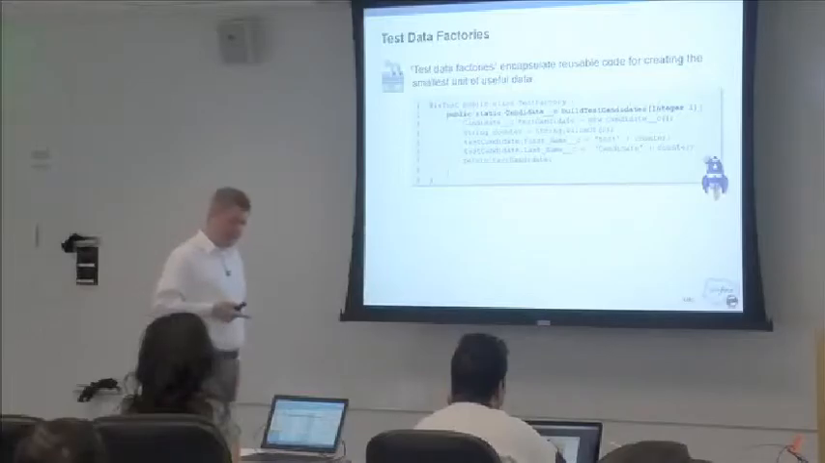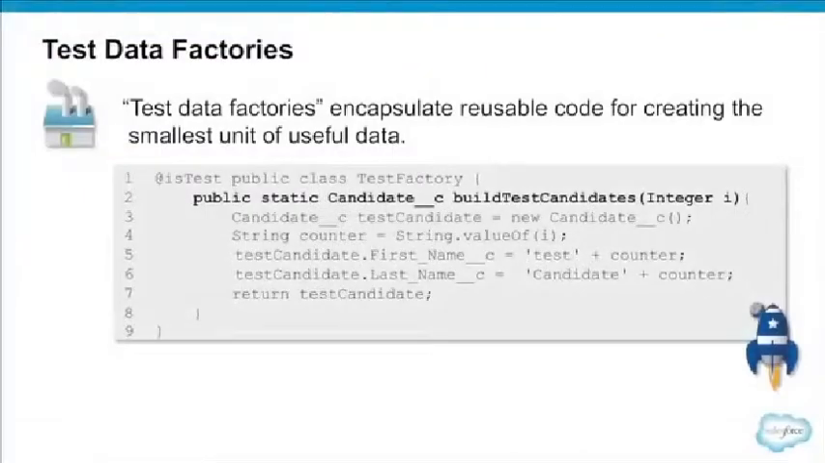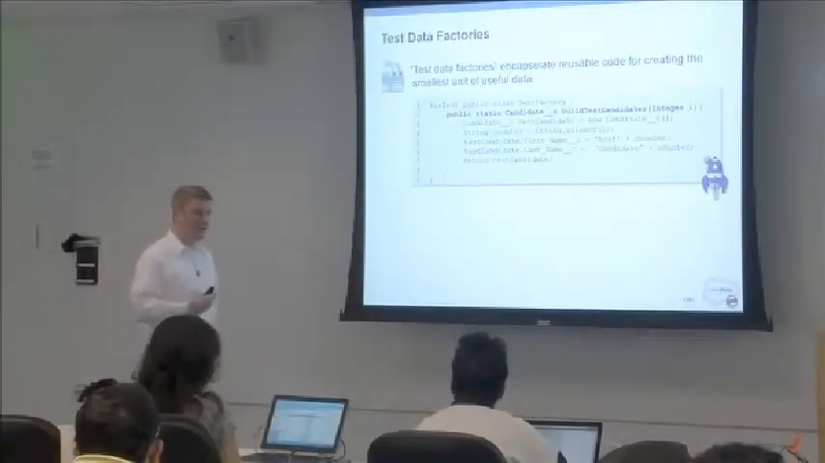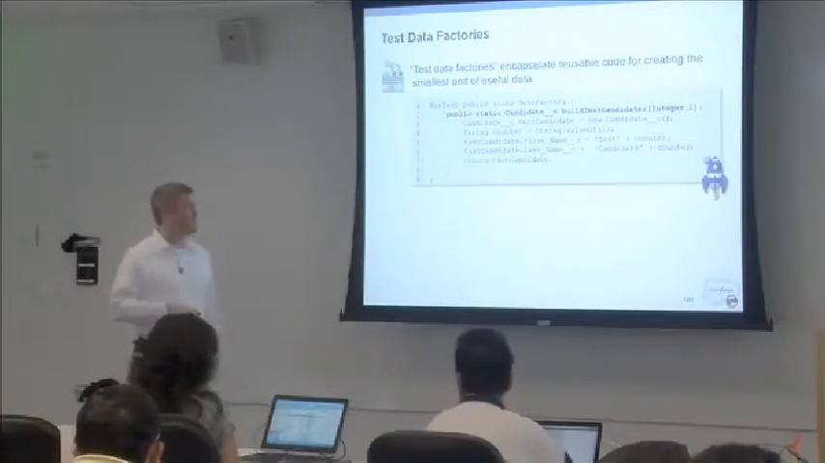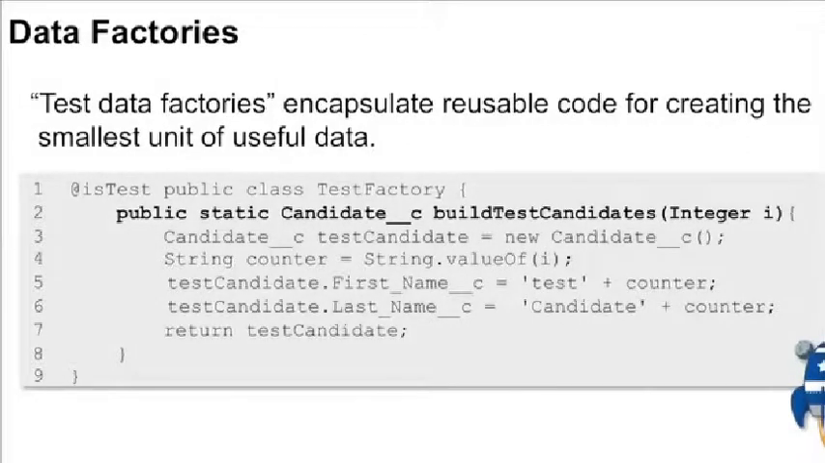A second option is that you can programmatically generate your mock data. Now, you're going to want to create reusable test factories, okay? One of the things that we would recommend is to create a public class with the isTest annotation, then create public methods. Because these public methods are contained within an isTest annotated class, these methods can only be called within the context of running your test. But what you would do is call something like this, buildTestCandidates. Notice here what we've done, integer i.